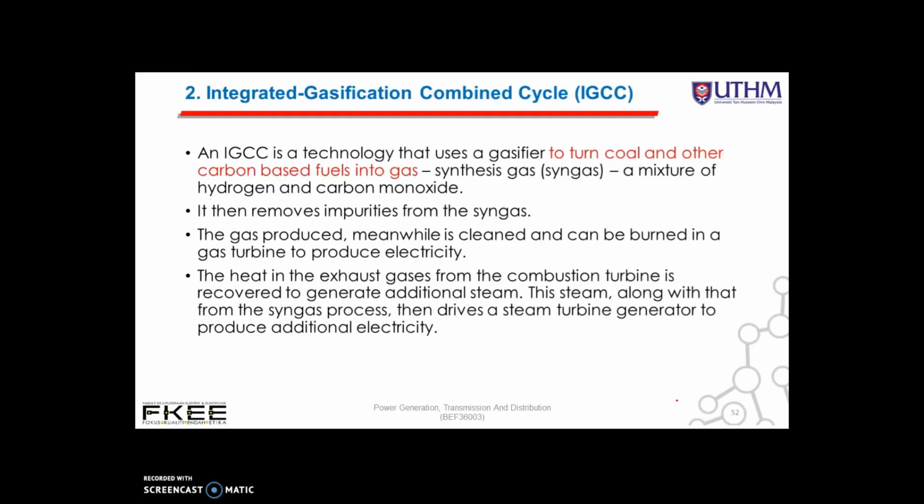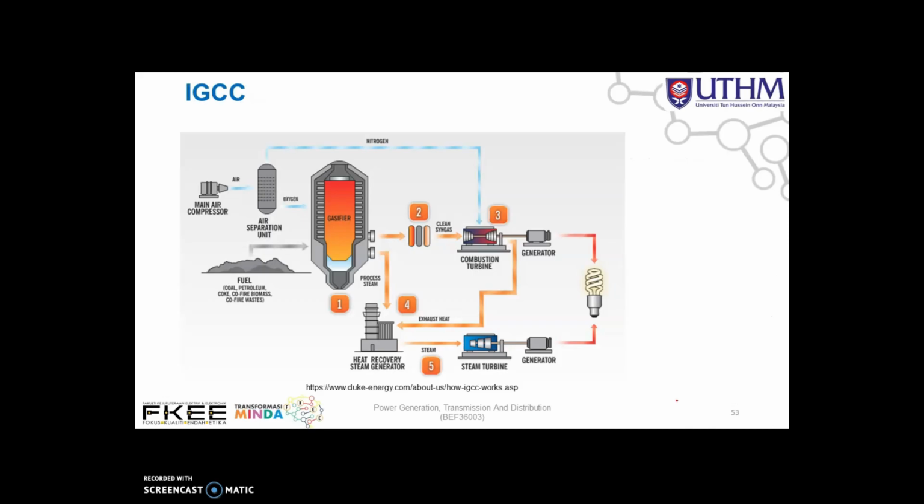Okay, so the next method is Integrated Gasification Combined Cycle or IGCC. This is the figure of the IGCC. An IGCC is a technology that uses a gasifier to turn coal and other carbon-based fuels into gas. You can see here, this is the gasifier, the first process. It will produce the synthesis gas or syngas, a mixture of hydrogen and carbon monoxide.